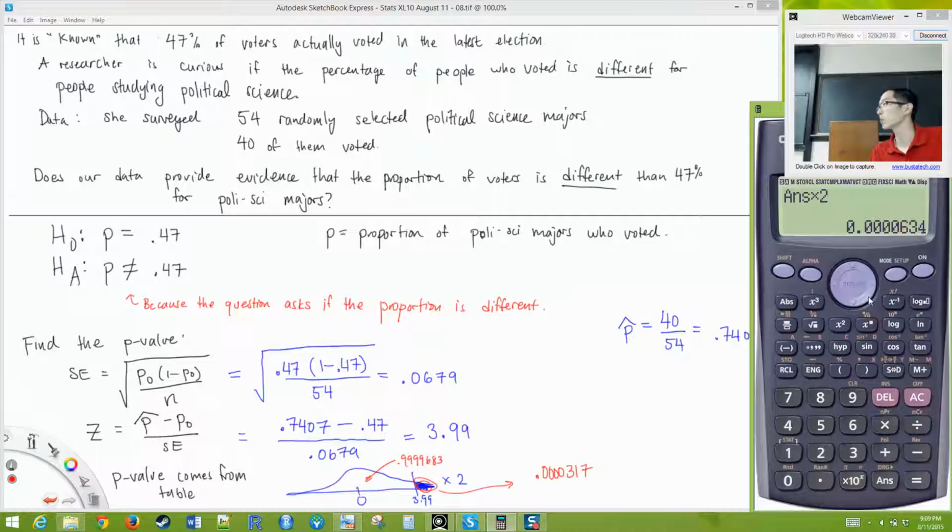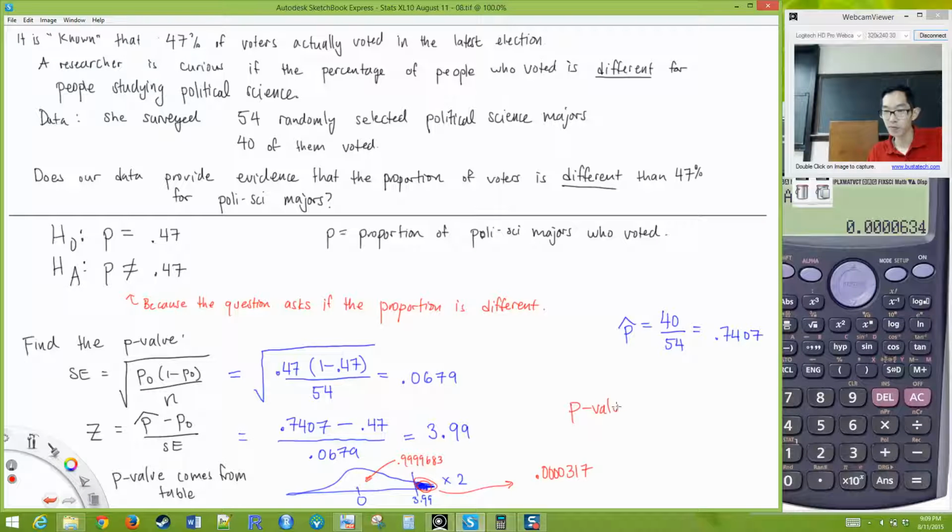So my p-value: I'm taking the area in this tail, which is 1 minus 0.9999683, and multiplying it by 2, because that's the rule. When you have a not equal sign, you take the area in this little piece over here and multiply it by 2. So my p-value is this times 2, and I get 0.0000634. I'll let you guys catch up in writing your notes, and we'll ask what all of this means.